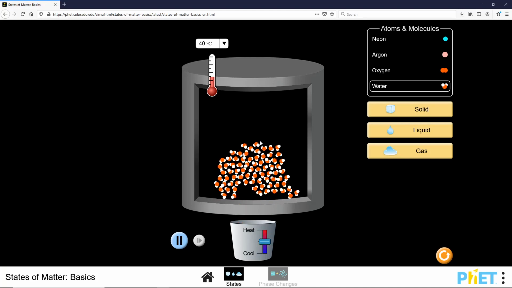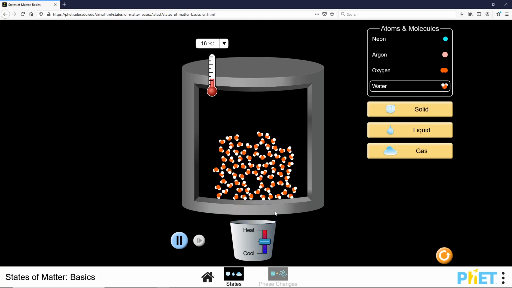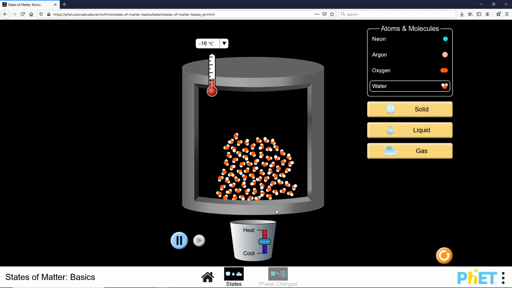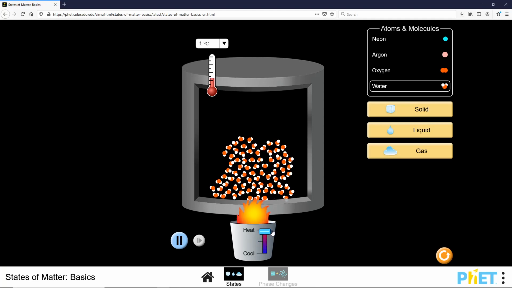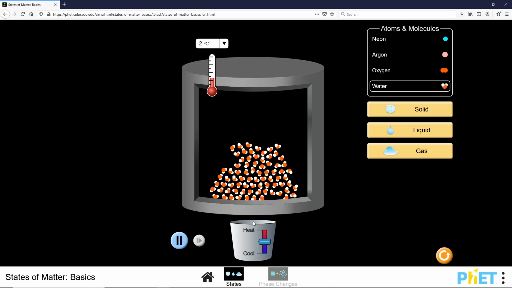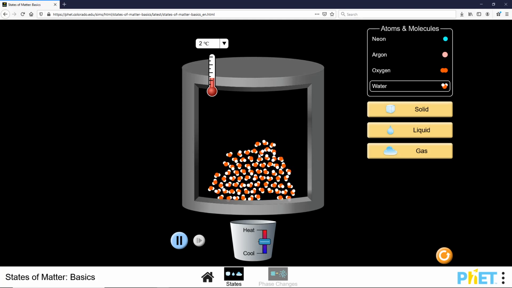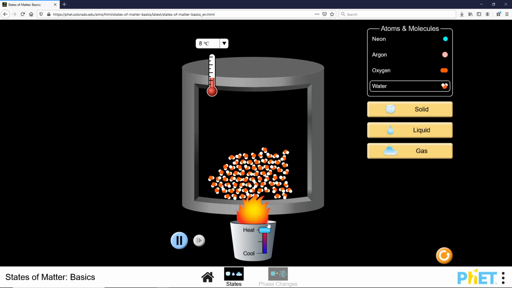the solid is going a little bit. Let's start again. It's in the solid form, and we heat it up, and it's still at negative 16 degrees, so it would still be a solid because water starts to become liquid at 0 degrees Celsius. It goes between freezing and melting at 0 degrees Celsius. So now we can increase the heat a little bit more.